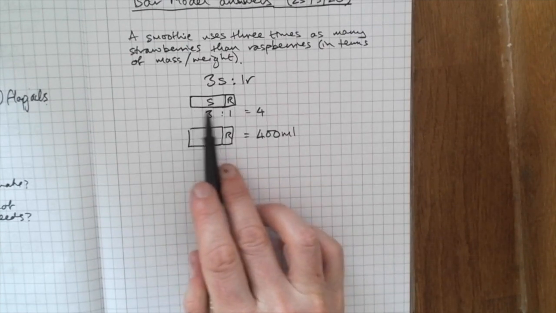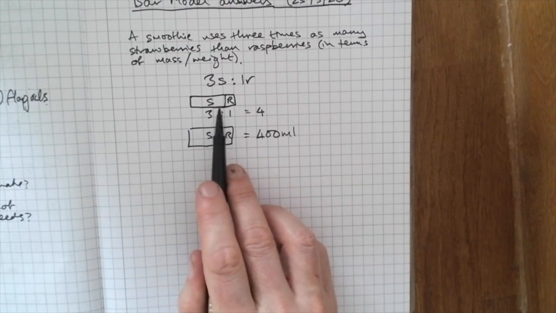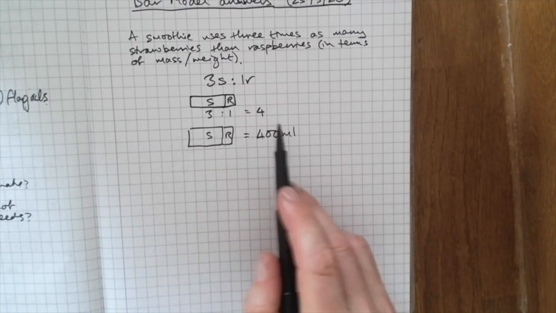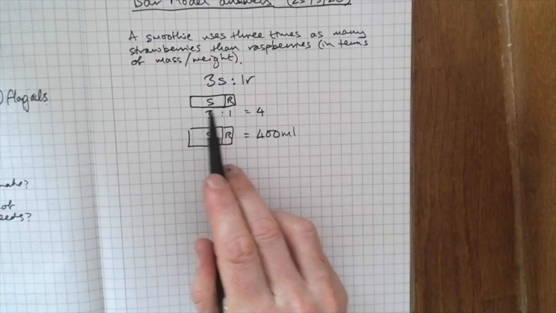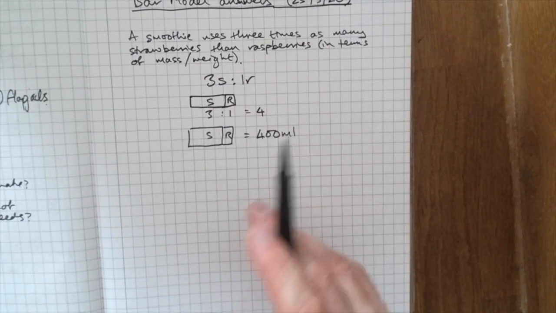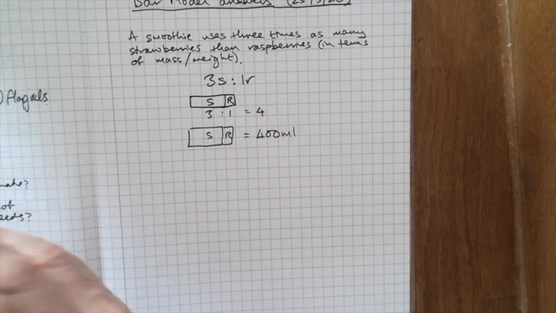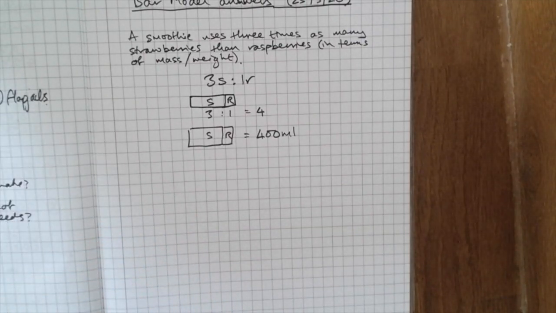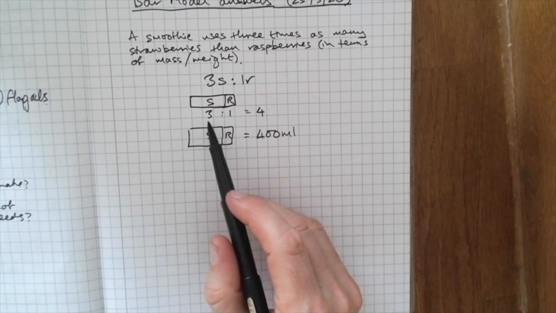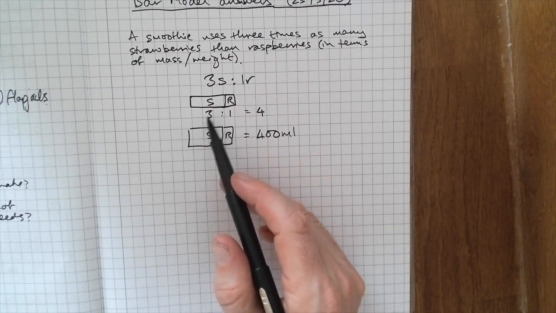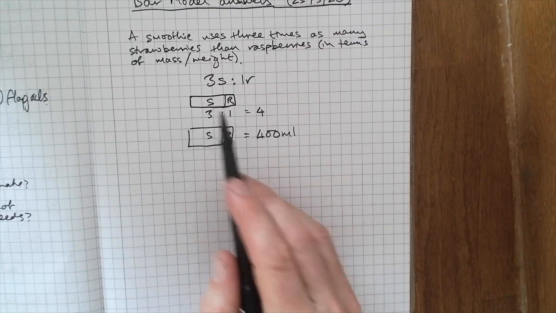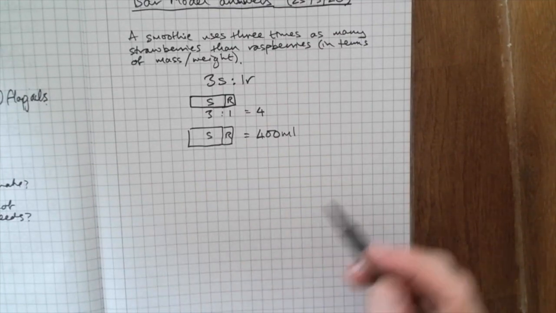We can show this in a bar model with a block of 3 strawberries and a block for 1 raspberry. We know that 3 plus 1 equals 4. So that's essentially the ratio. For every 4 grams or every 4 kilograms, or litres, or millilitres of this smoothie, 3 parts are going to be strawberry and 1 part is going to be raspberry.